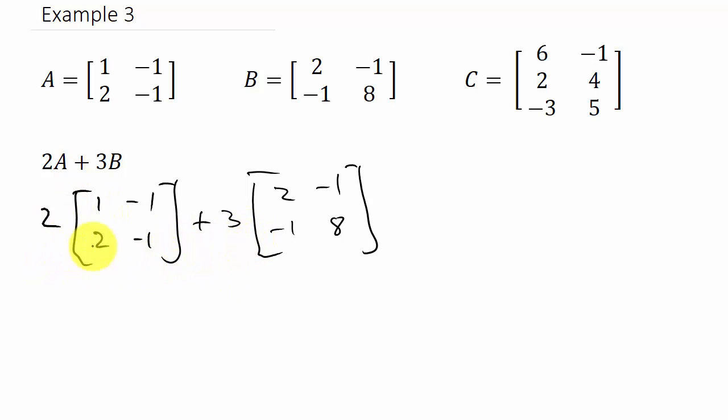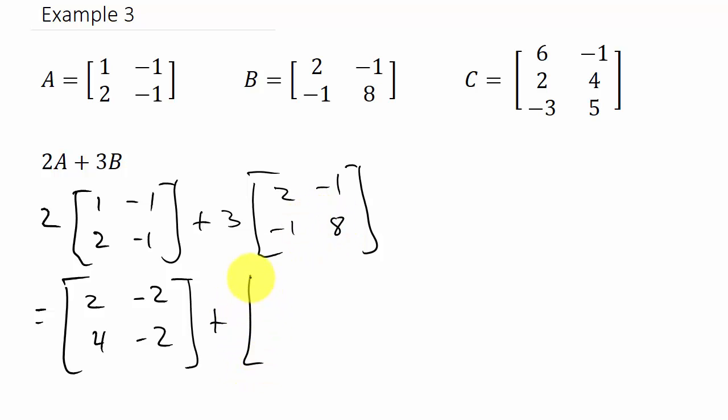Alright, so let's do this one first. So the scalar times this matrix, we just take the scalar and multiply it to each term. So this is going to be 2, 2, negative 2, 4, negative 2. I just multiplied the 2 times each term. Plus, and now I have to multiply the 3 to each term in matrix B. So that's going to give me 6, negative 3, and 24.